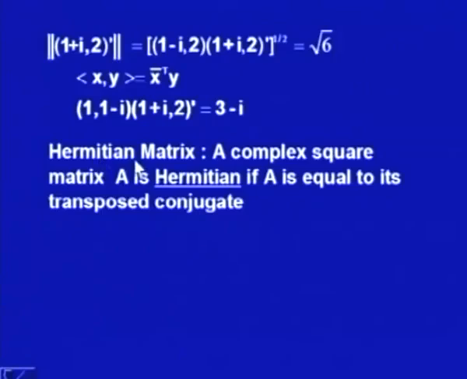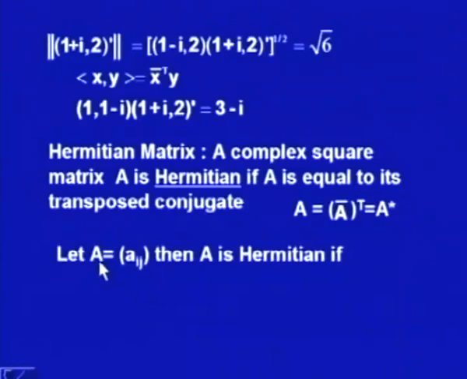Now we go to a special matrix, the Hermitian matrix. It happens to be a complex matrix and in fact a square matrix. So we say a complex square matrix A is Hermitian if A is equal to its transposed conjugate. So we first take the conjugate and then the transpose. It doesn't make much difference whether we first take the transpose or the conjugate, and we denote it by A star. So if A is equal to A star, then the matrix of complex elements is a Hermitian matrix.